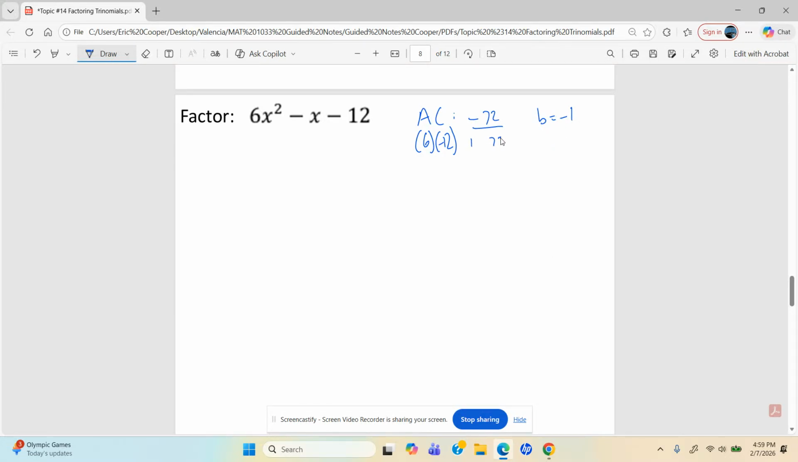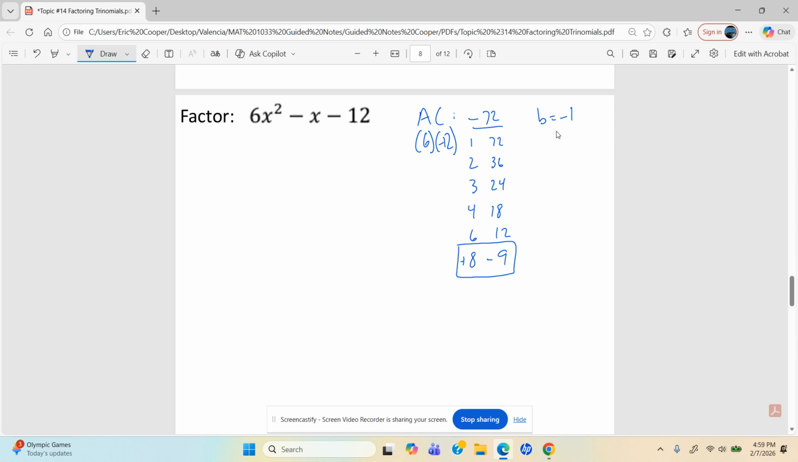So I'll list out my factors of 72. 1 and 72, 2 and 36, 3 and 24, 4 and 18, 6 and 12, 8 and 9. I've got to find something that will make a negative 1. The only thing that can do that is 8 and 9. I need it to be a negative number, so that means the biggest number has to be negative. 8 times negative 9 is negative 72, and 8 minus 9 is negative 1.